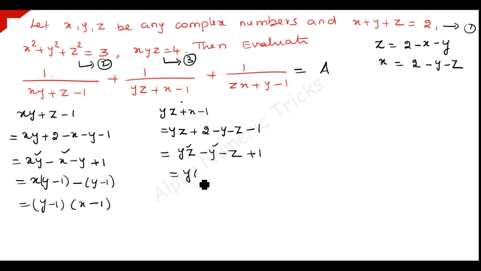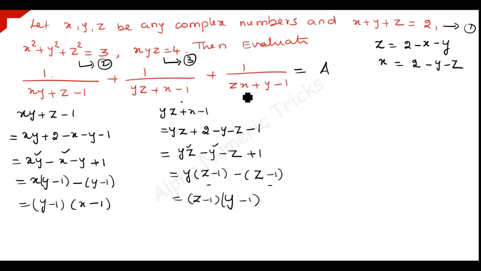Here y is common, so take it outside, y times z, and the left out term is minus 1. And here also you have to take minus outside. So after taking minus, you have z, and this term becomes minus 1. z minus 1 is common, so take it outside. The left out term here is y minus 1. So you can replace this with z minus 1 times y minus 1.